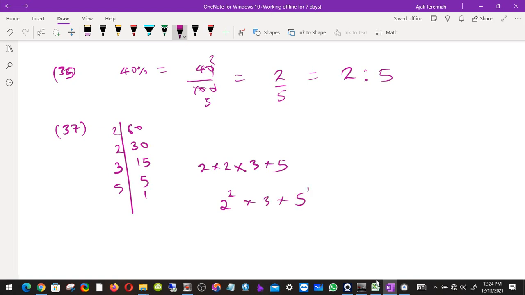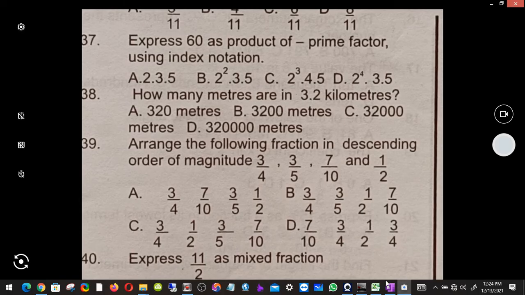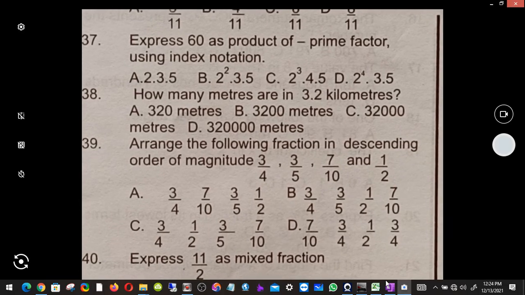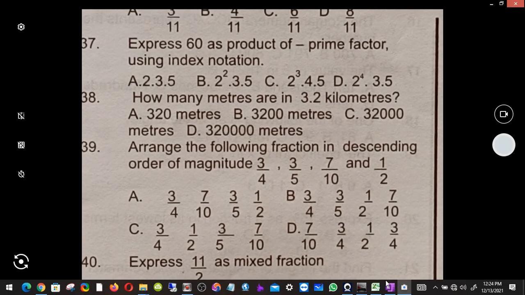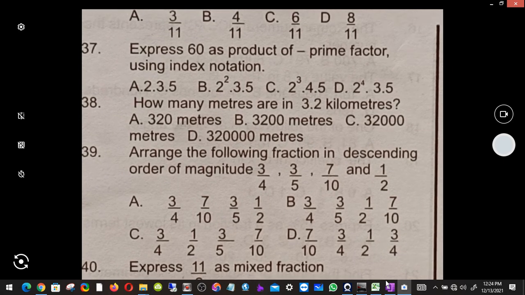2 squared times 3 times 5. Hope you know it's the same thing as raised to power 1. Yes, sir. So that's what option. Dot is times in mathematics, just in case. Option B also means times. Dot is another representation for times.